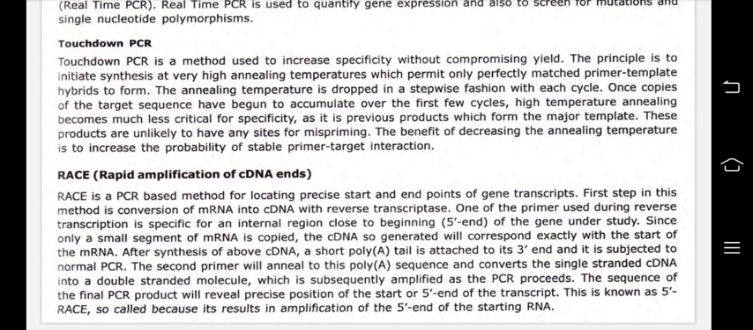Once copies of the target sequence have begun to accumulate over the first few cycles, high temperature annealing becomes much less critical for specificity, as it is previous products which form the major template. These products are unlikely to have any sites for mispriming. The benefit of decreasing the annealing temperature is to increase the probability of stable primer-target interaction.